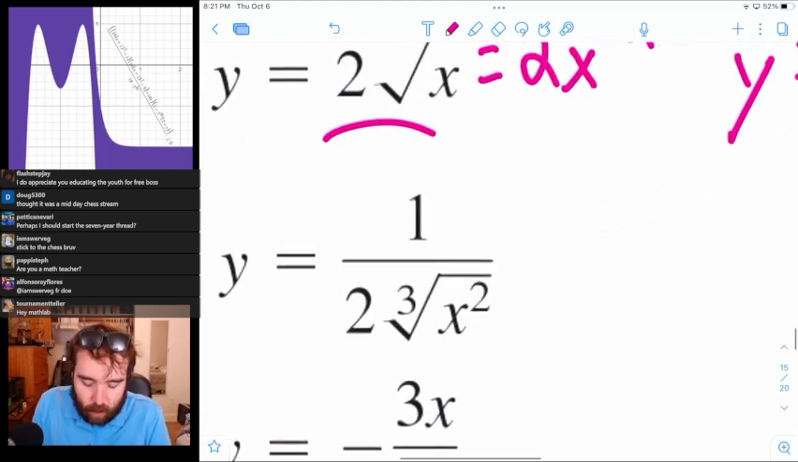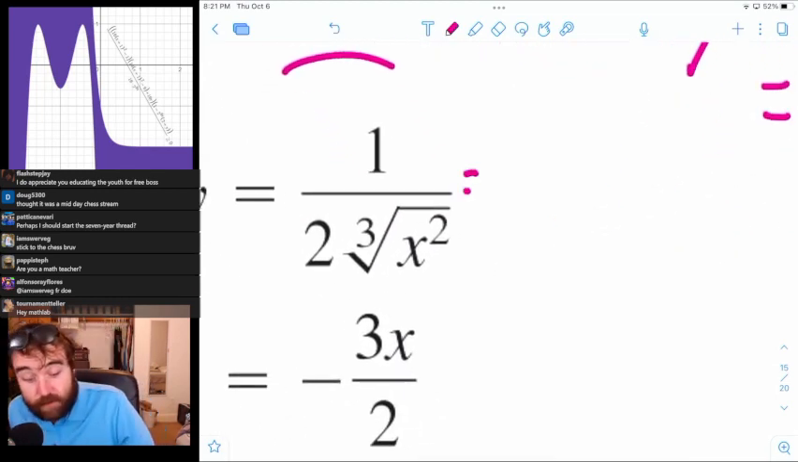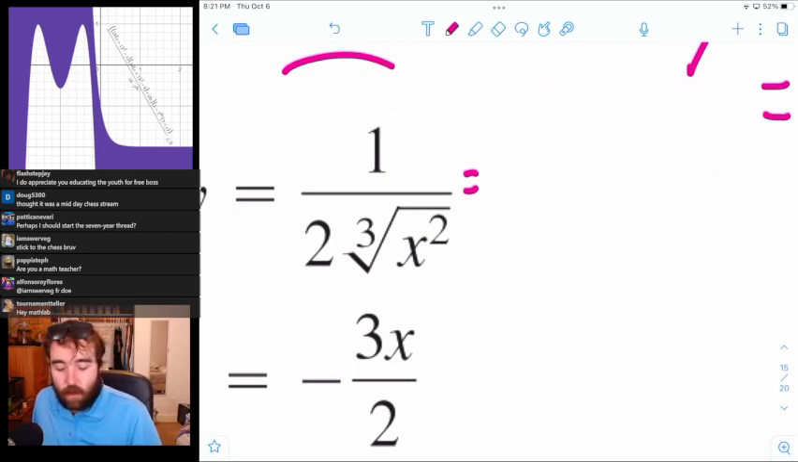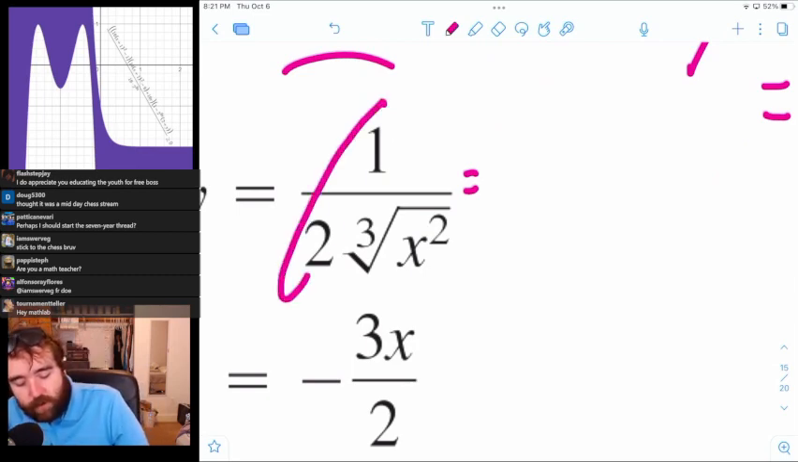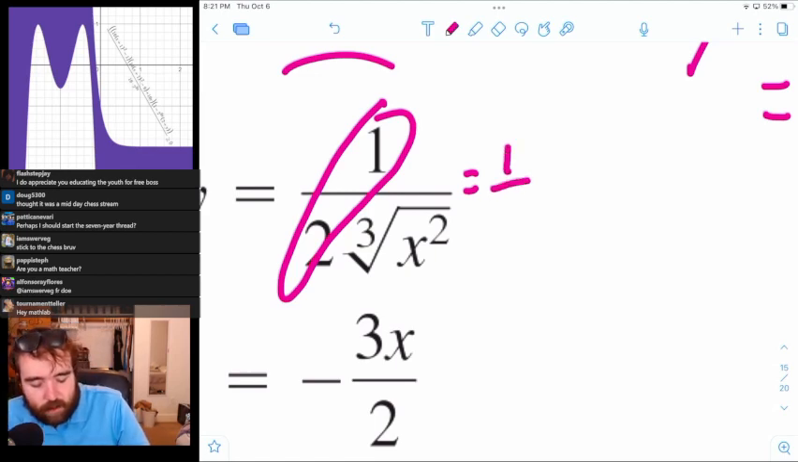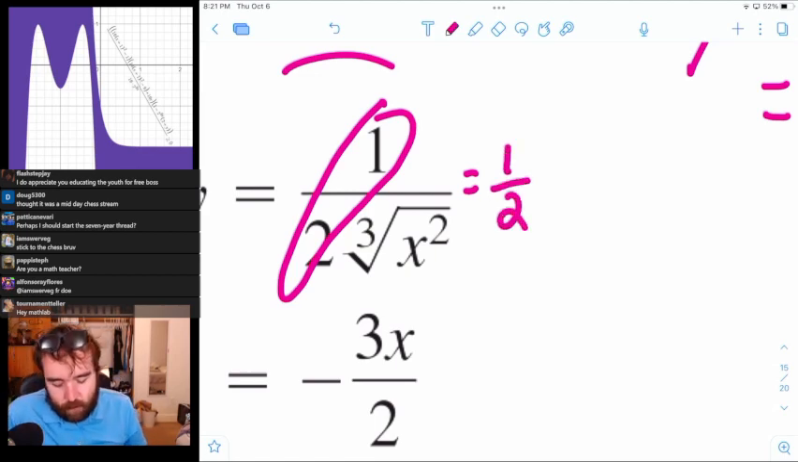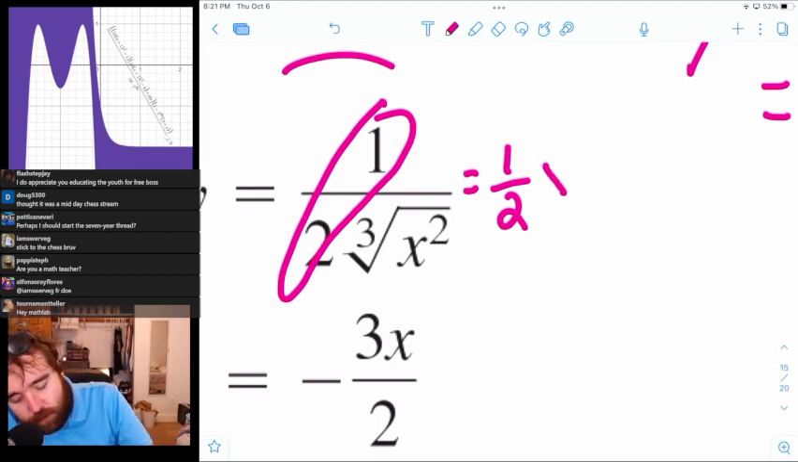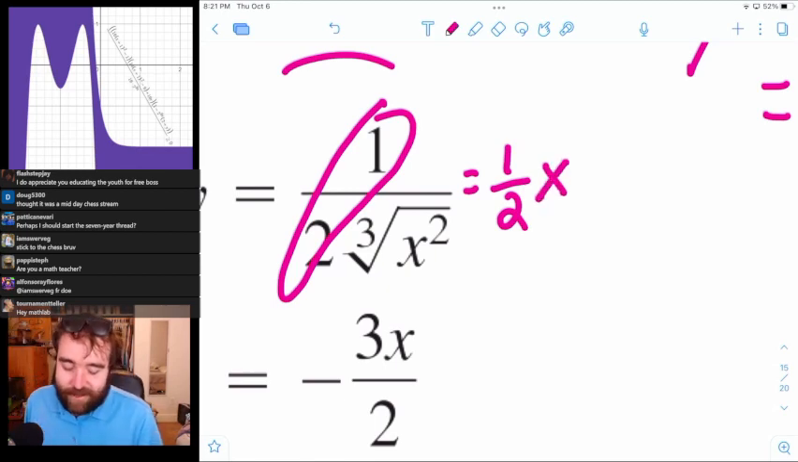All right, last hard one. So we've got to rewrite this as x to some power. Well, first off, we've got our coefficient here, and like all the numbers, that's just going to sit. That's just going to chill. So we'll just have the 1/2. And then we've got to rewrite this as some power.